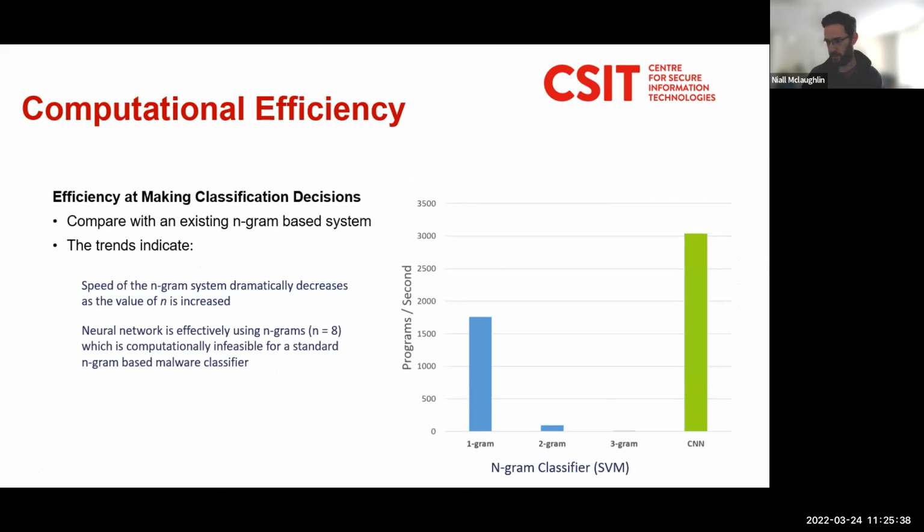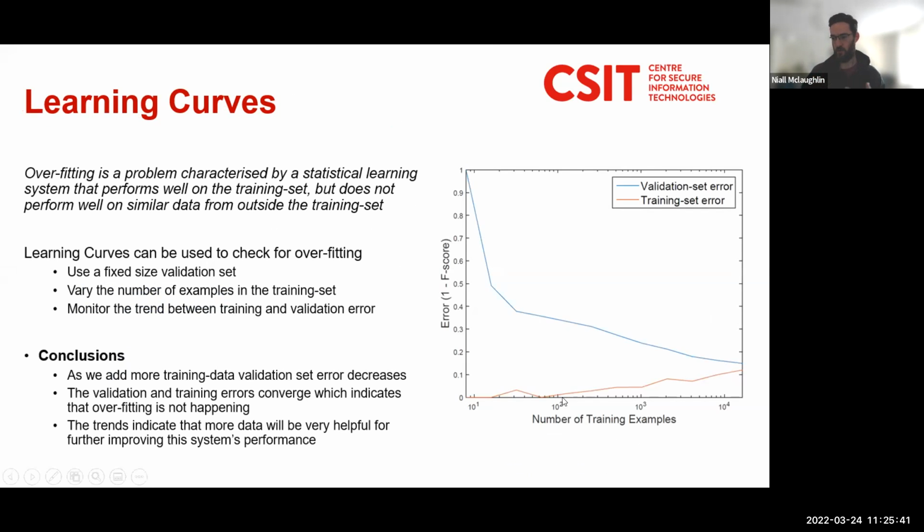So basically what we're showing is that we're not overfitting, and by adding more training data, our classifier would continue to improve, if we just were able to give it more training data, which we didn't have at that time.